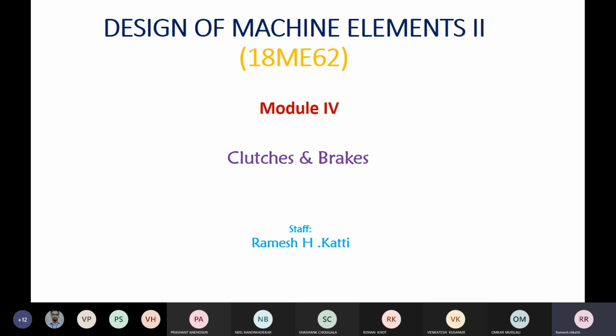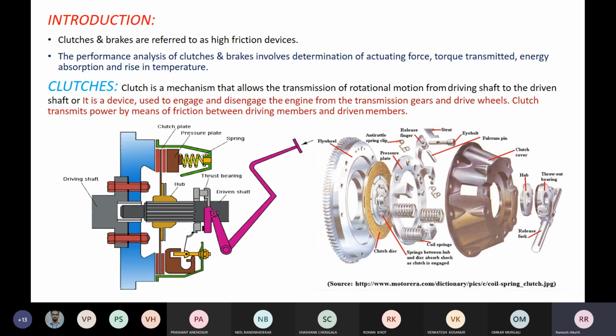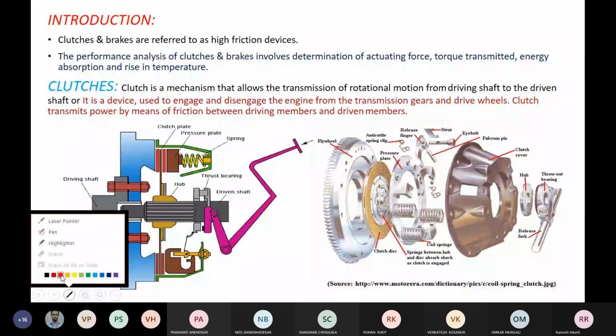As you know, brakes and clutches are referred to as high friction devices. As we can see, in the clutches there will be friction between the two members, and similarly in the brakes also. That's why these are referred to as high friction devices.